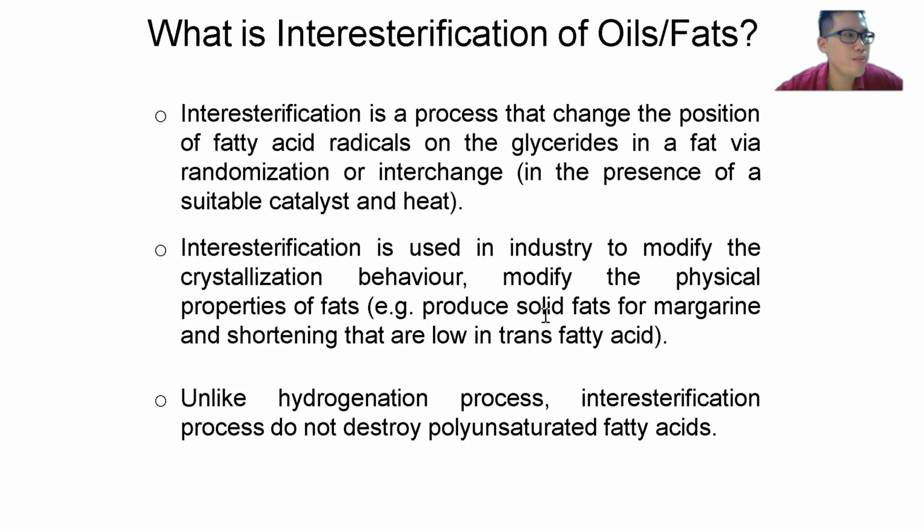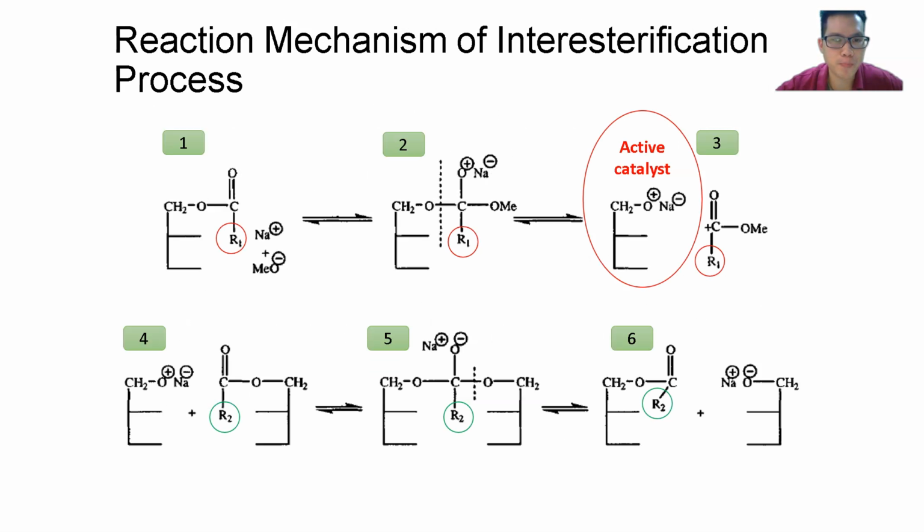You have learned before what we call hydrogenation. Hydrogenation is basically adding hydrogen to the double bonds, making unsaturated fatty acids saturated. But the process can lead to the formation of trans fats, which is not desirable, as you learned from organic chemistry. Unlike hydrogenation, the interesterification process does not destroy the polyunsaturated fatty acids, because it is switching the fatty acid components.